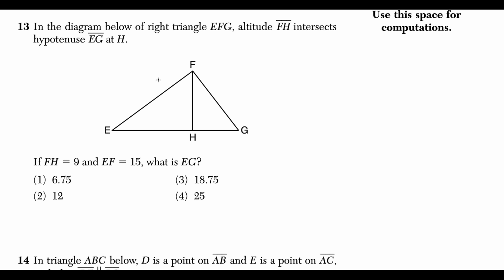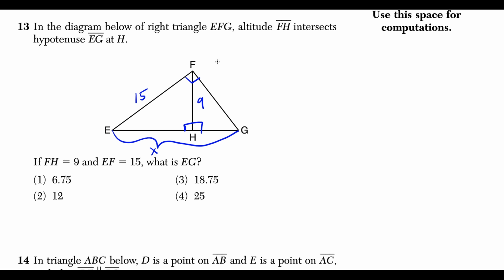Question 13, we have more similar triangles, but this time we have a right triangle with the right angle here, and the altitude FH is intersecting the hypotenuse at H. So this is another right angle. So with questions like this, you have 3 similar triangles, the big right triangle, and then these 2 little right triangles. So next I would label FH, the altitude, as 9 units, and then EF over here is 15 units long. And we want to know the measure of EG, which is this distance all the way across here. So here I could just put an X, and once again, that's what we're looking for.